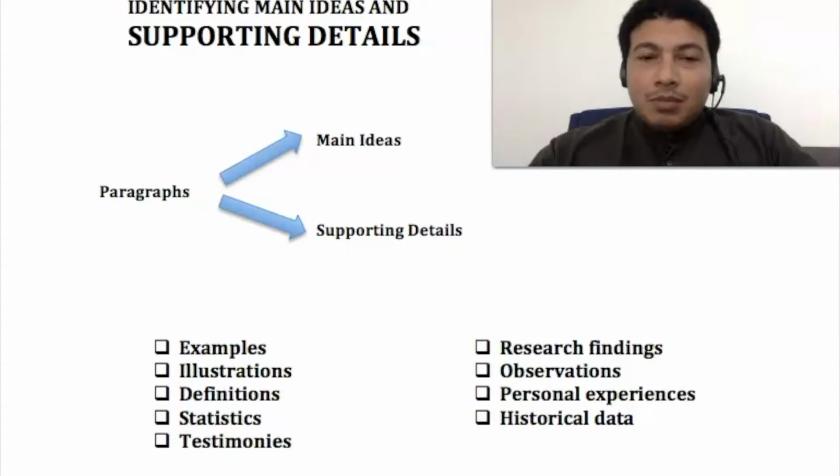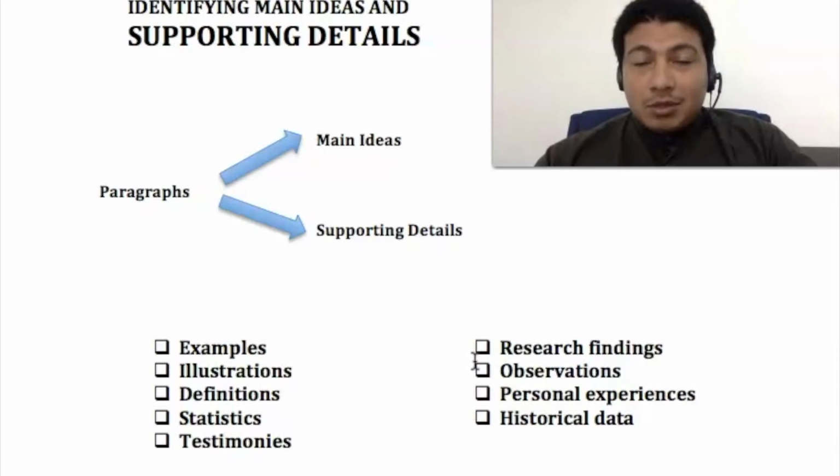So examples could be a type of supporting detail. The same goes for illustrations, definitions, statistics, testimonies, research findings, observations, personal experience, and historical data. So these are all examples of supporting details that you might find in a writing that would support the main idea or the main point.